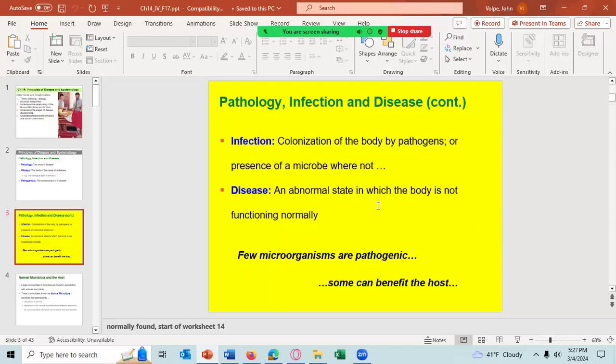Disease is an abnormal state in which the body is not functioning normally. When we're talking about disease and pathology, you should come to understand that few microorganisms are pathogenic, that few microorganisms can cause disease. Most microbes are not pathogenic, and some microbes are even beneficial to the host, particularly the microbes or the normal microbiota of the host. Any question about any of that?